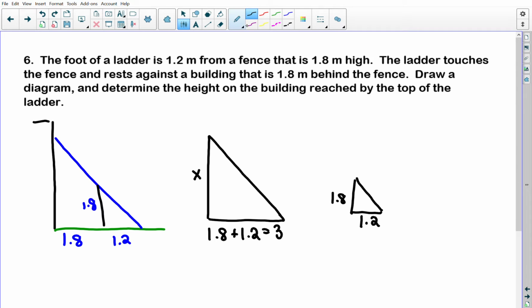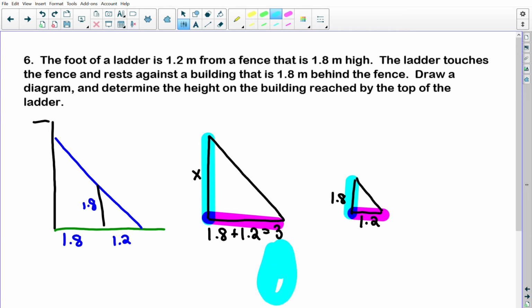And I'm going to highlight the corresponding parts. So that's the building and the fence. And then corresponding parts of the, oops, it didn't pick up the color change, of the ground. Okay. Then I'm going to use those highlighters to help me set up my proportion.